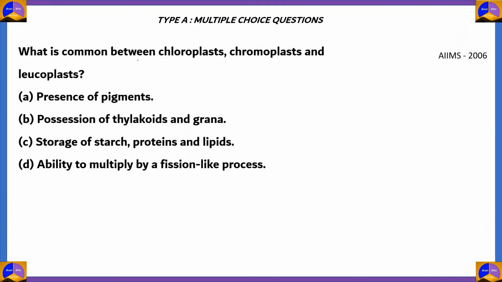Next question. What is common between chloroplasts, chromoplasts, and leucoplasts? Presence of pigments, possession of thylakoids and grana, storage of starch, proteins, and lipids, ability to multiply by a fission-like process. What about option A, presence of pigments? This is not present in leucoplasts. Leucoplasts are having no pigments. They are colorless and they're used for storage. So option A is incorrect, because leucoplasts have no pigment.